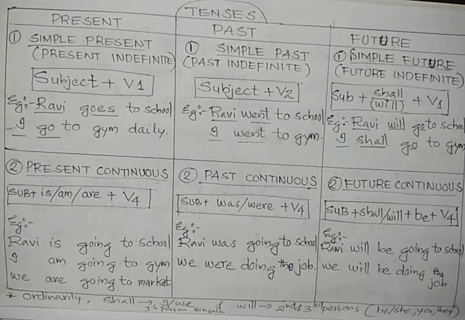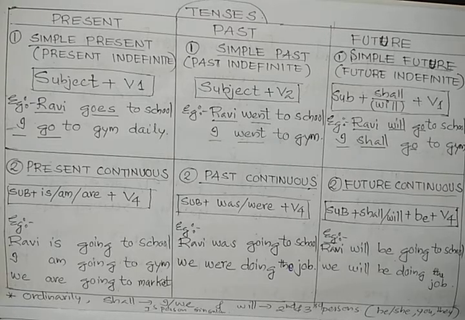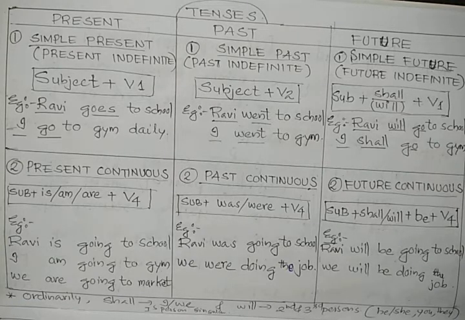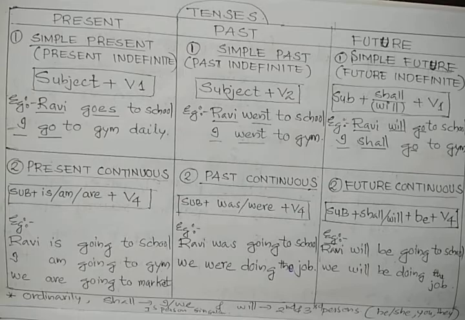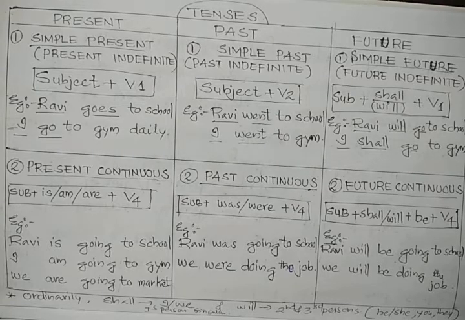The structures are subject plus V1, subject plus V2, subject plus shall or will plus V1. Then comes second, present continuous, past continuous, future continuous. Please be attentive. Using this table we can learn it very easily. Don't get confused. Clear it here only.